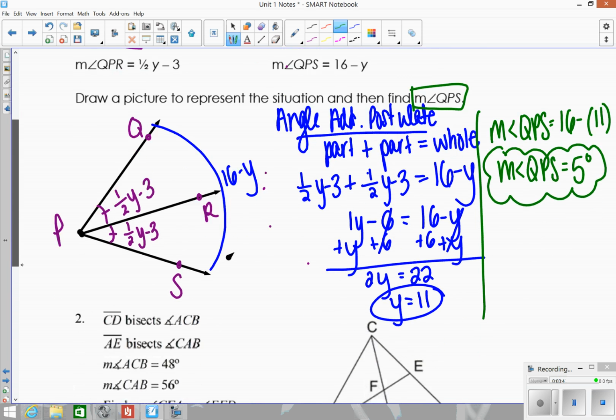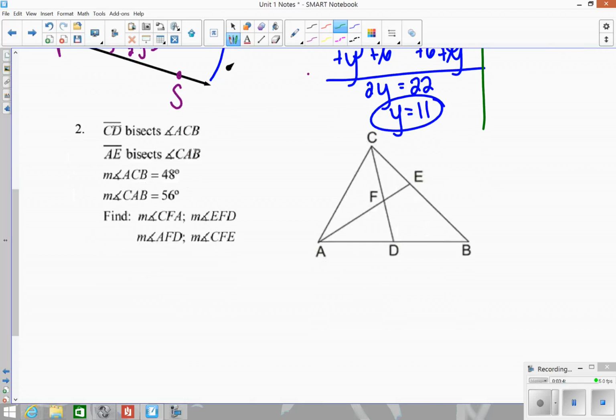Example 2, or practice problem number 2, you have lots of information here, so let's start with just labeling. CD bisects ACB. So CD is bisecting ACB, which means these 2 parts have to be congruent. And then AE is bisecting CAB. So this whole angle, that means these 2 angles are congruent. Then it tells me some measurements.